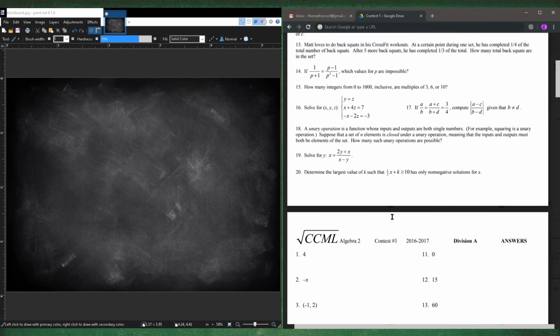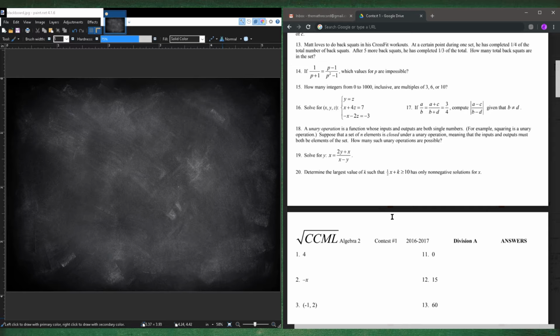18. A unary operation is a function whose input and output are both singular numbers. For example, squaring is a unary operation. Suppose that the set of elements is closed under a unary operation, meaning that the inputs and outputs must both be elements of the set. How many unary operations are possible?